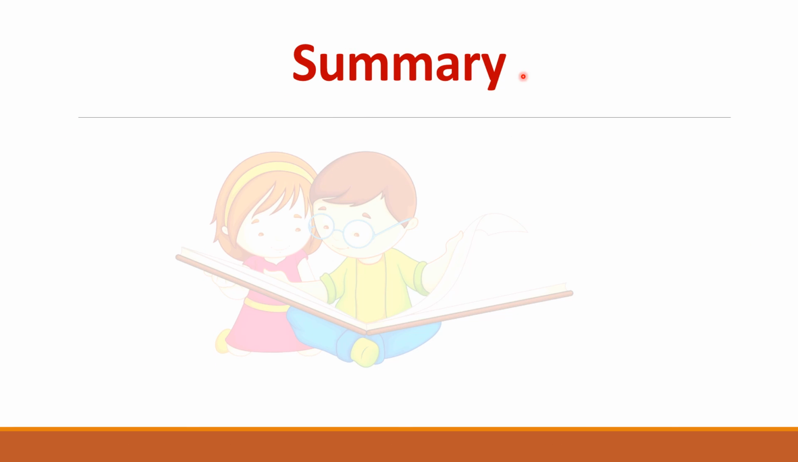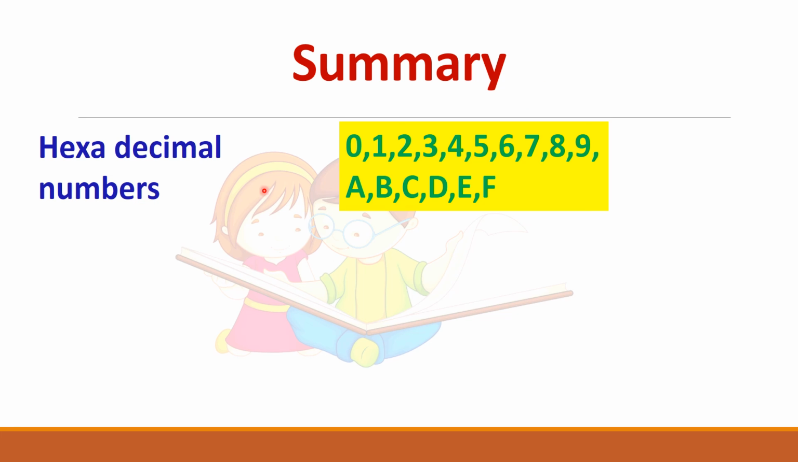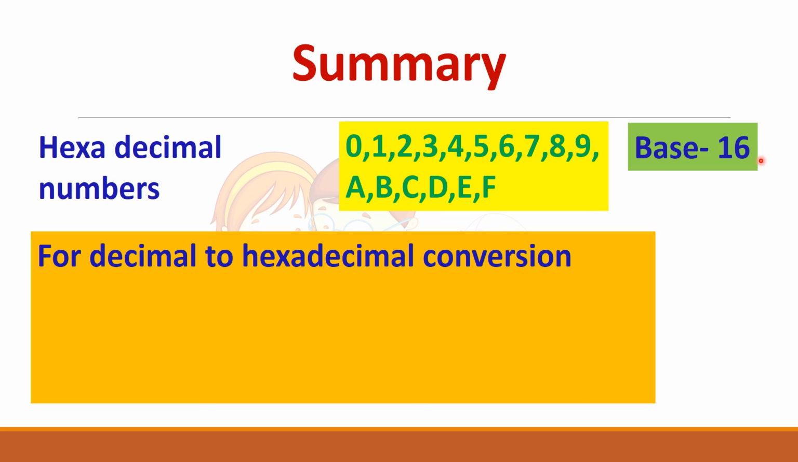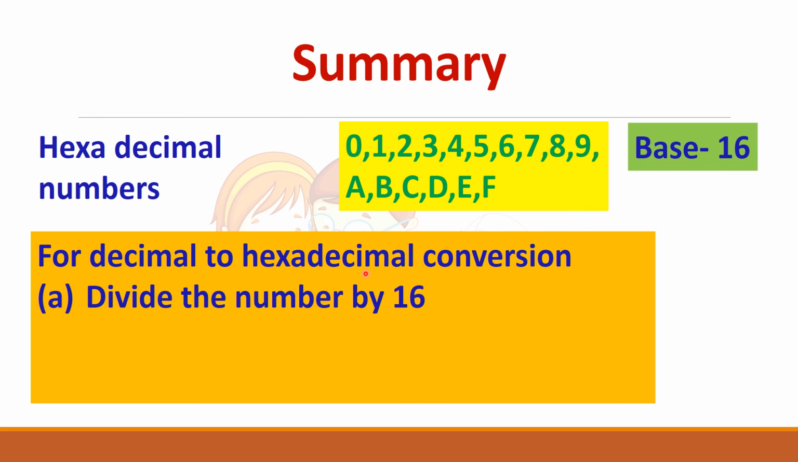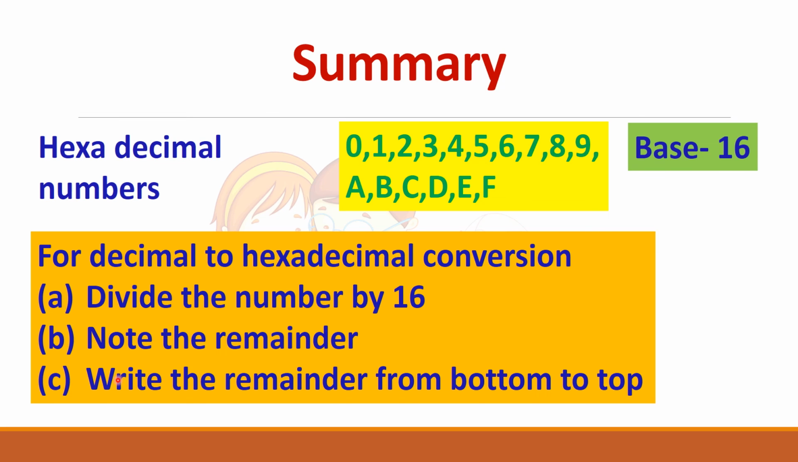So let us summarize what we have seen. Hexadecimal numbers are 0 to 9, then A to F alphabets are there. And the base of the number is 16. For conversion to hexadecimal, that is decimal to hexadecimal, divide the number by 16, note the remainder and write the remainder from bottom to top.